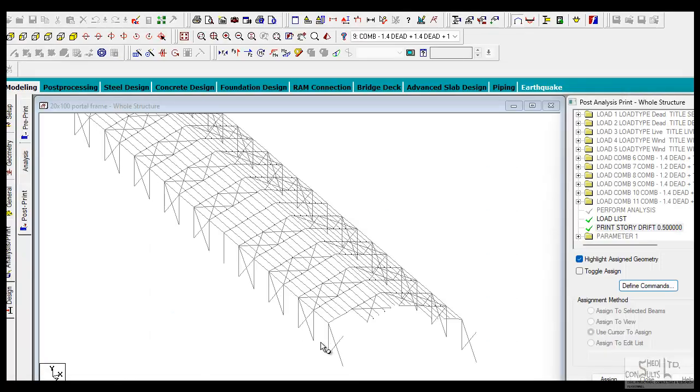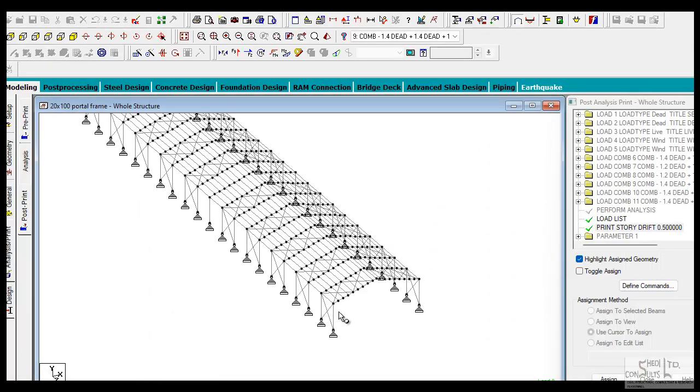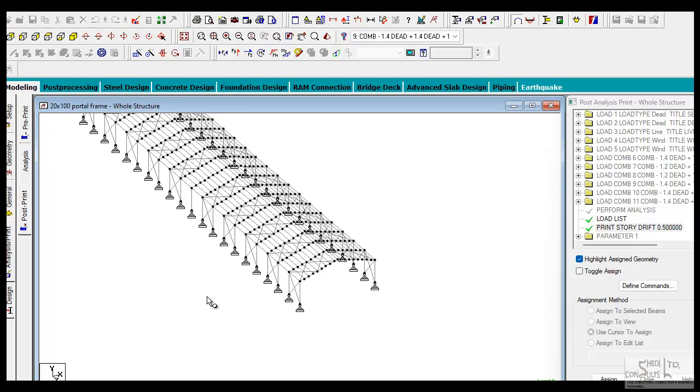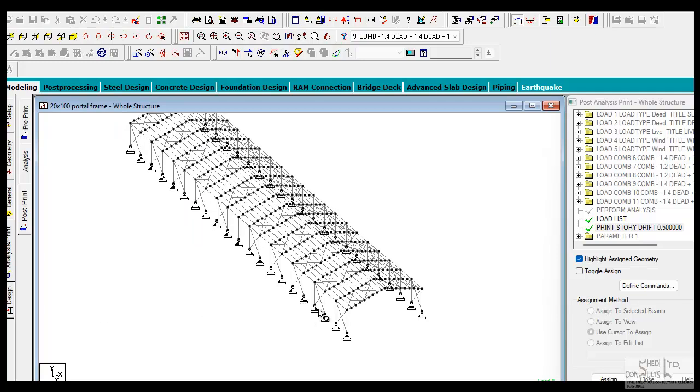What story drift does is that it gets the average deflection of all the nodes that occur at a certain plane. It gets the average deflection of all the nodes that occur at a certain plane. When it gets the average deflection in X, Y, and Z, it gets the relative deflection relative to the subsequent nodes. Let me explain what I'm saying.